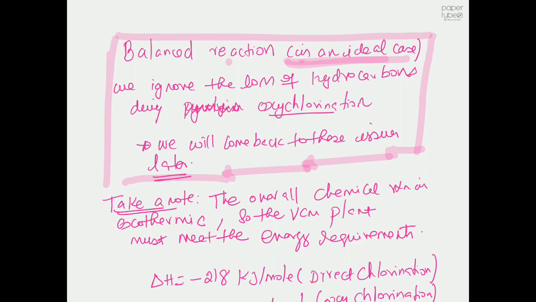Whenever I say ideal case, it means that just by looking at the reaction stoichiometry, you should be able to know how much product you are going to get. Obviously this may be far away from reality. Anyway, we will come back to this later.